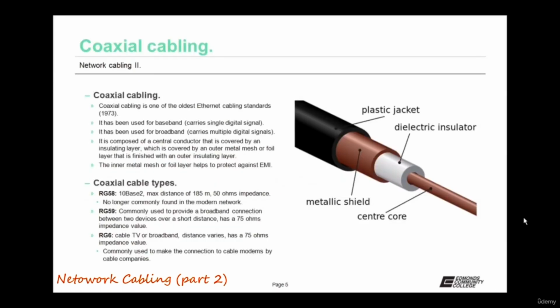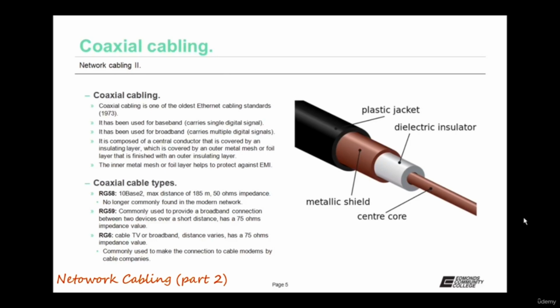Coaxial, or coax, cabling is one of the oldest Ethernet standards for network cabling. It was standardized in 1973. It's been used for baseband, which carries just a single digital signal, and for broadband, carrying multiple digital signals. It is composed of a central conductor that is covered by an insulating layer, which is covered by an outer mesh or foil layer, which is then finished off with an outer insulating layer. That inner metal mesh layer helps to protect against electromagnetic interference, EMI.